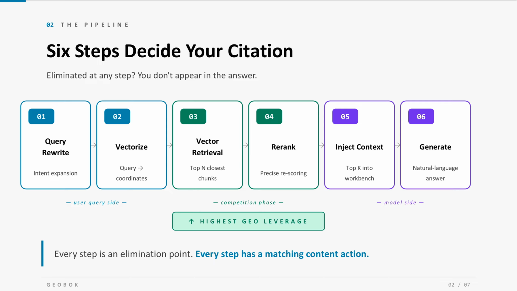Step 5. Context injection. Winning chunks get injected into the model's context window. Often, higher scoring chunks are placed earlier. Step 6. Response generation. The model generates a natural language answer using injected chunks, plus parametric memory. Every step is a potential elimination point, and every step also has a corresponding content action.